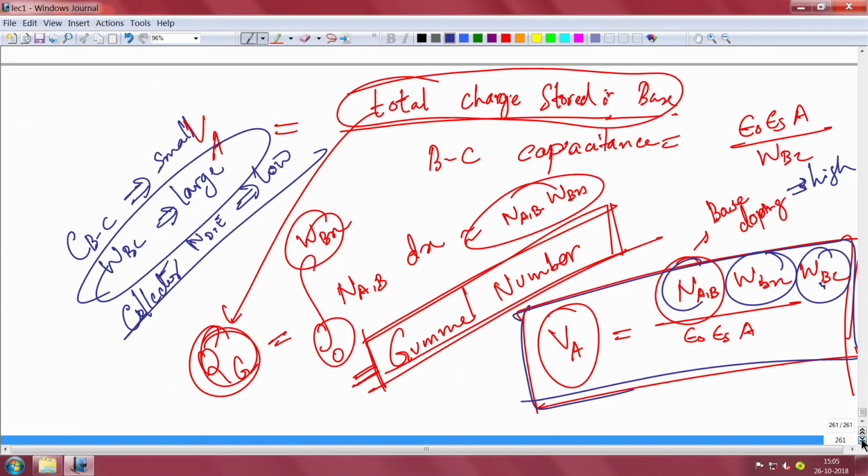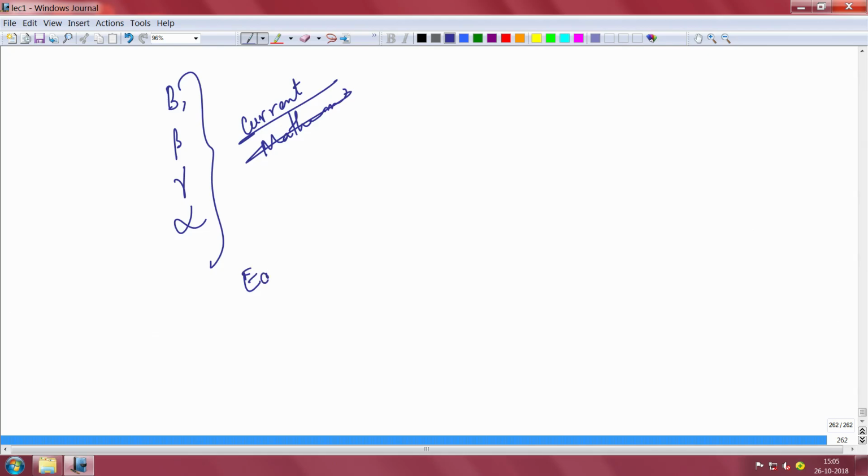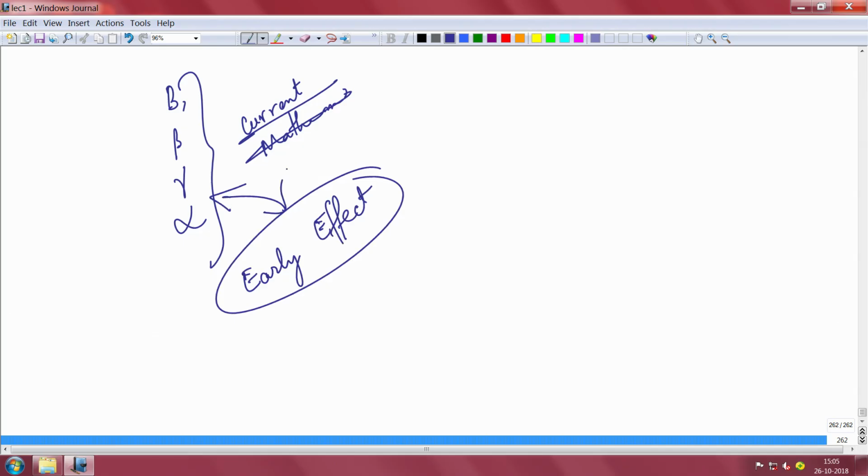So that is an interesting thing that we learned. So what are the things we learned? We have learned the base transport factor, the gain, the emitter injection efficiency, the current transfer ratio. We have expressed that in terms of the current. We have given some mathematical expression to that. Then I told you about the early effect, and how this early effect trades off with the different parameters for gain and current transfer ratio and so on.